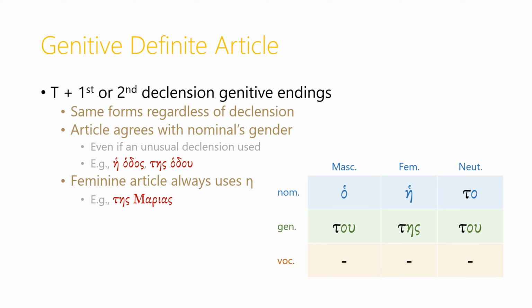The forms then of the genitive definite article are tou, tes, and tou. And again, we see in the masculine and neuter genitive the same ending, ou, with the feminine having that sigma ending, tes.